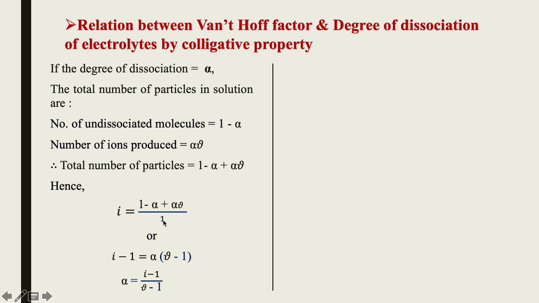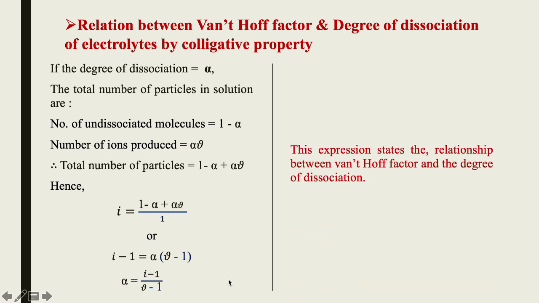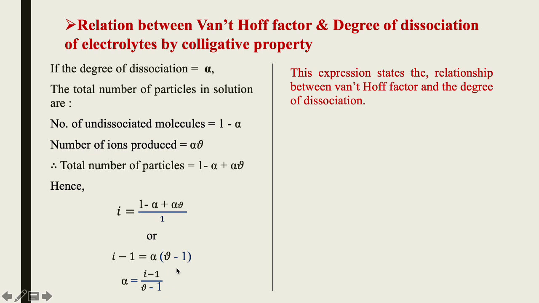If you rearrange all this equation, finally you will get this alpha value. So alpha is equal to i minus 1 divided by nu minus 1. Here i is the Van't Hoff factor and alpha is the degree of dissociation. This expression states the relationship between the Van't Hoff factor and the degree of dissociation.